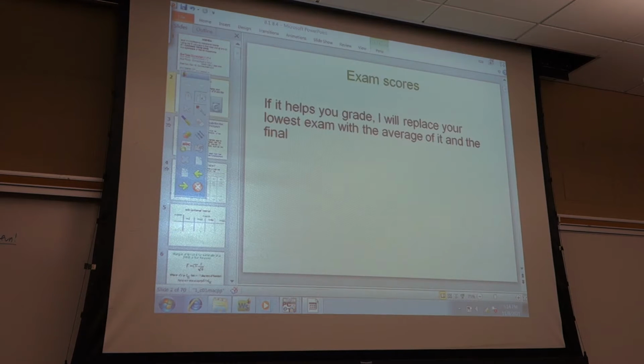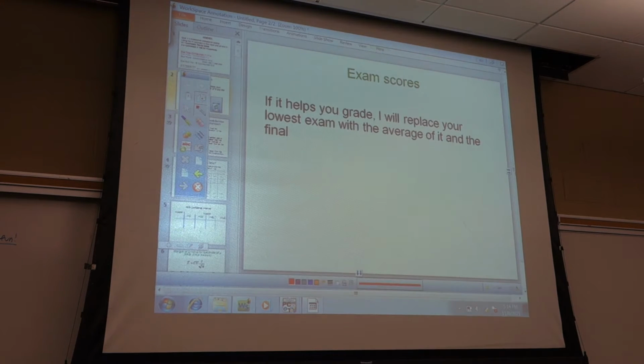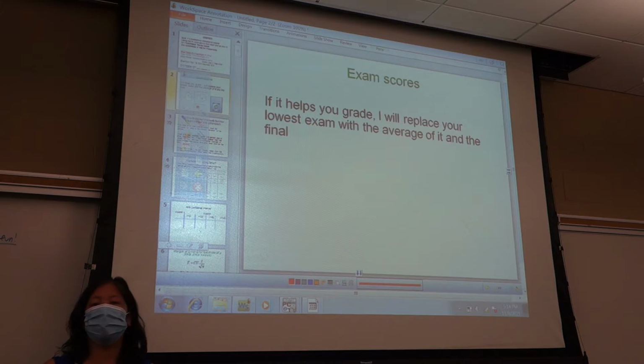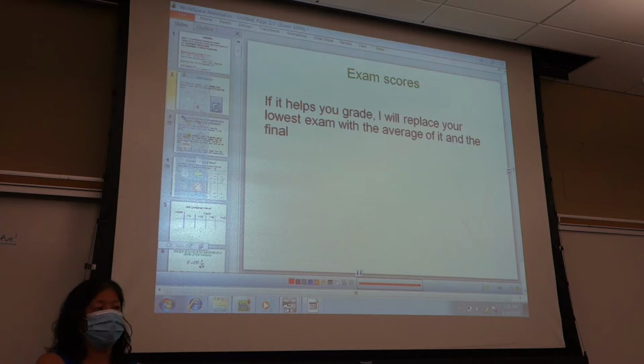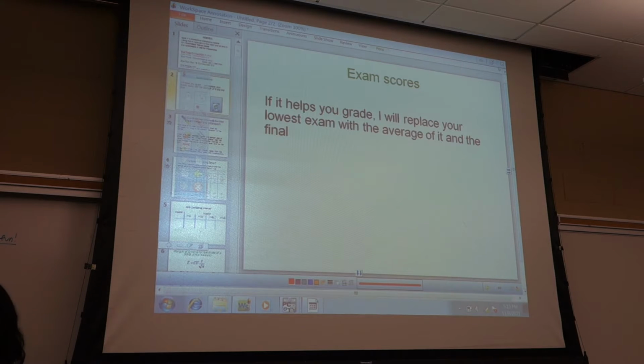Also, if you score very poorly on exam 1 or 2, or if you score poorly on exam 3, on your lowest exam, if it helps your grade, I am willing to average that exam grade with the final and replace that exam grade with that average. So in other words, say you got a 40% on one of the exams, exam 1 or 2, and say you get a 70% on the final. Then the average of 40 and 70 is 55%. I'll change your exam 2 to 55% instead of 40%, if it helps you.